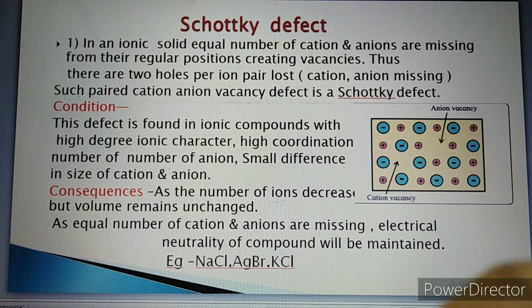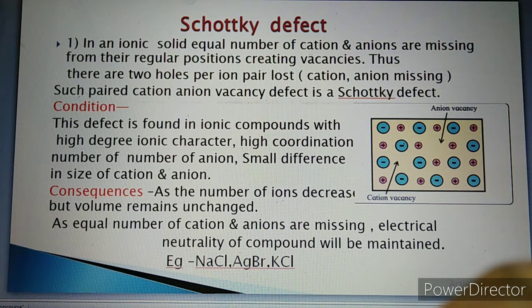May I repeat what is Schottky defect? In a given ionic solid crystal, there is an equal number of cations and anions. So when cations and anions are missing, at a time if one cation is missing, then simultaneously one anion is also missing. So cations and anions are missing from their regular positions. When they are missing from their regular positions, there is the creation of vacancies. So in an ionic solid, there are 2 holes per ion pair because of the loss of a cation and an anion. Such a cation-anion vacancy pair is called a Schottky defect.